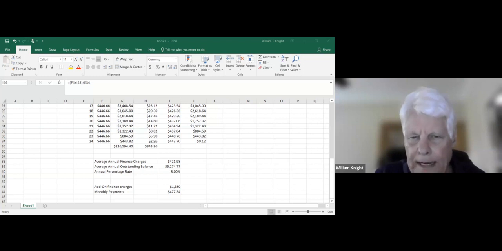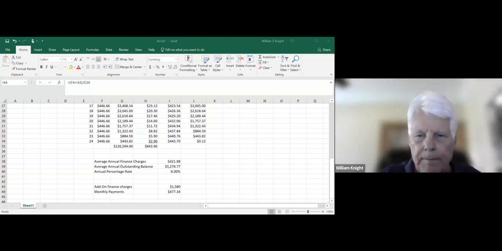F would be the finance charges over P times capital N plus 1, where P is the principal, the amount we borrowed, and capital N is the total number of payments, which would be 24 plus 1, make that 25. All right, so let's get back then to our spreadsheet.